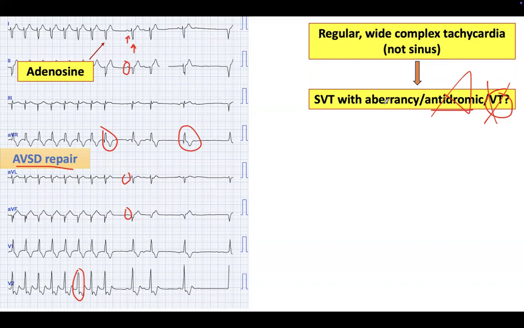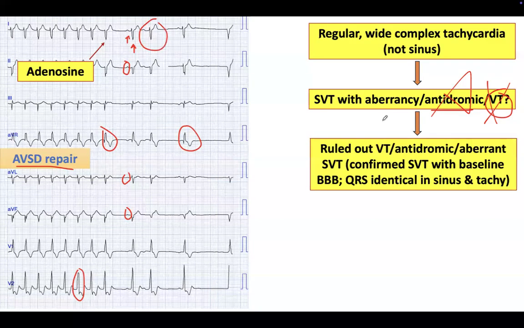So then it was an SVT because the sinus QRS is identical to the tachycardic QRS, so that's SVT by definition, okay? But it's SVT with aberrancy because the sinus QRS is right bundle branch block. So we rule out VT, we rule out antidromic tachycardia, we ruled out aberrantly conducted SVT with a normal baseline, but we identified an SVT with aberrancy with a baseline bundle branch block. Okay, make sense, guys?